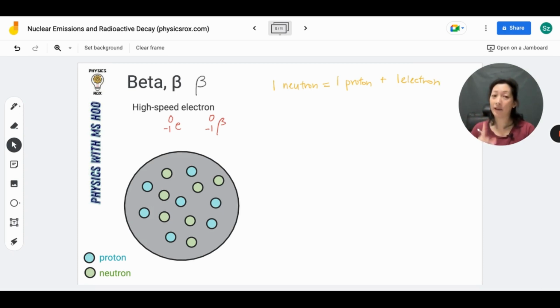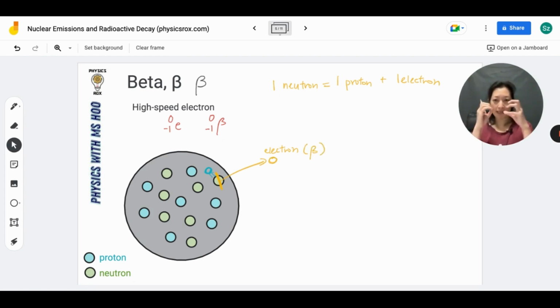So what's going to happen here in this nucleus is one of the neutrons is going to split to become 1 proton and 1 electron. So it will now become a proton, and the electron is thrown out. So this is the electron, and this electron is the beta particle in this case. So that's where this high-speed electron comes from.